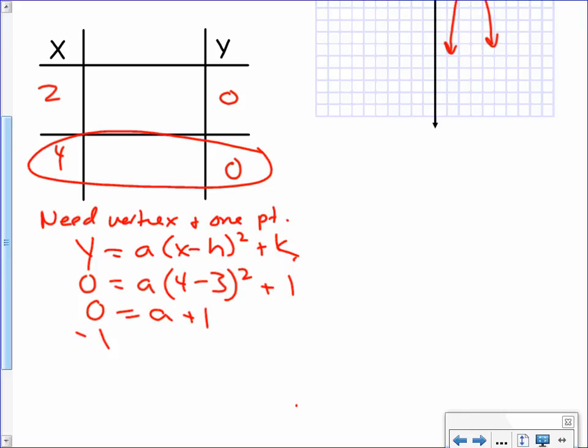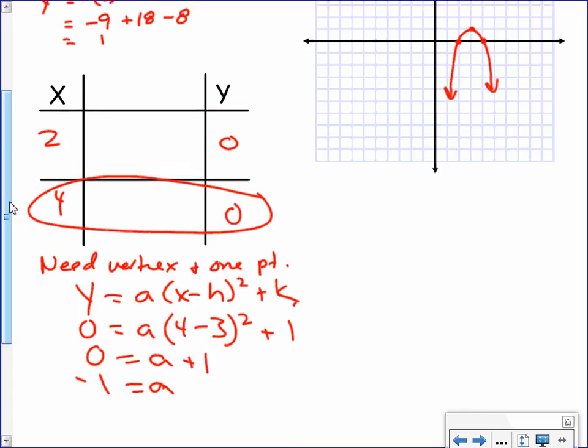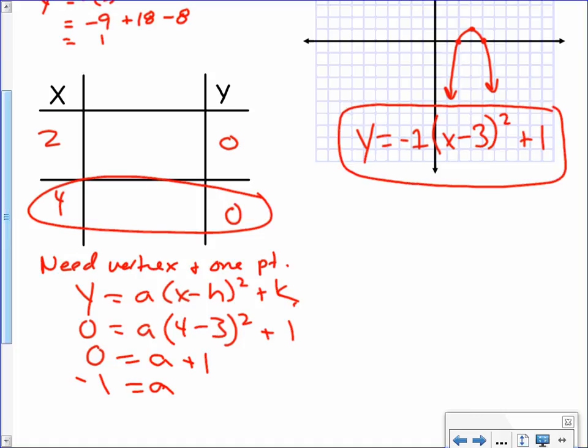What's a? Negative 1. And just thinking logically, is that a good answer? Should a be negative? Yeah, because it's going down. So the equation for this line is y equals negative 1 times x minus the h, which was 3, squared plus the k, which is 1. There's the equation. See why I made you do those equation ones from the test last time? Because you got to do it now.